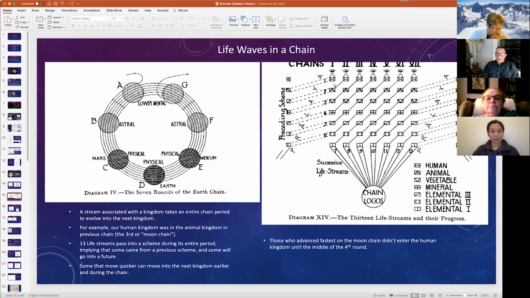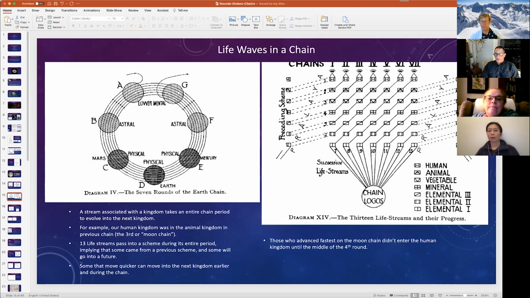And it's just showing you here that if you entered the scheme in the human kingdom in the first chain, then you would basically be evolved out in the second chain. So in the second chain, the animals move up to the humans, the vegetables move up to the animal, and all these kingdoms. And then another one comes in from elsewhere to take the place of the lowest one. That's because the highest one's cleared off. You see, and so that was the basis for the 13.